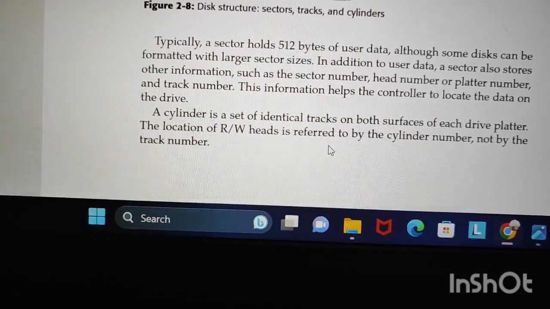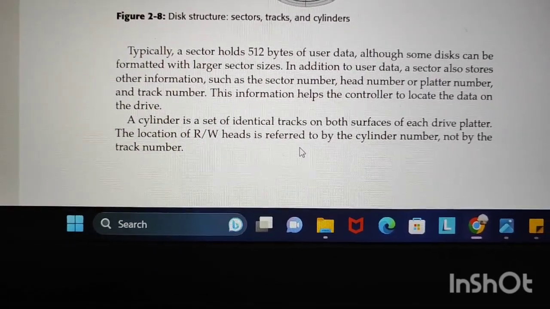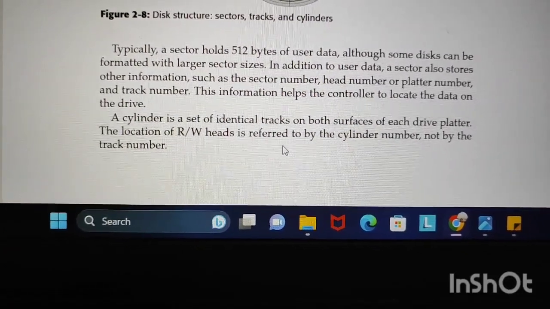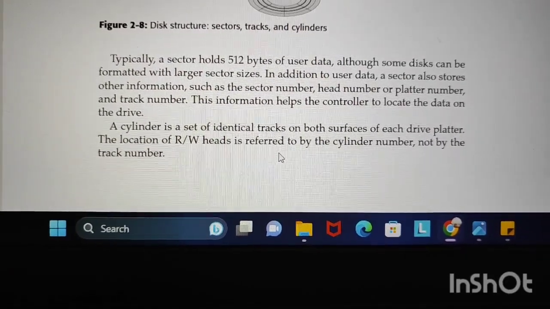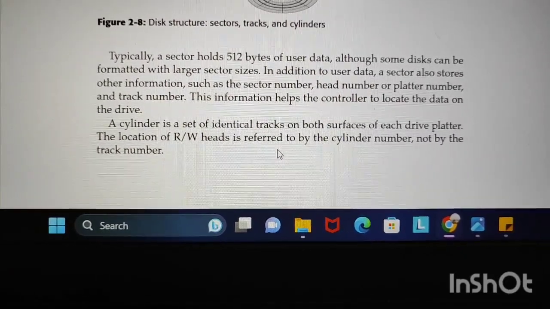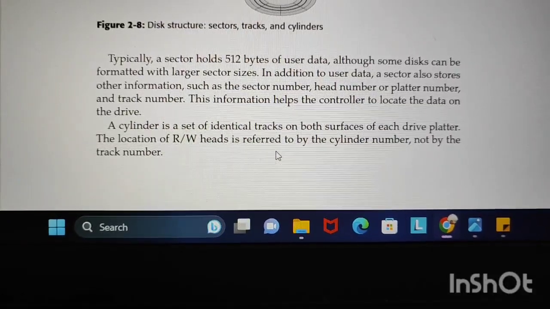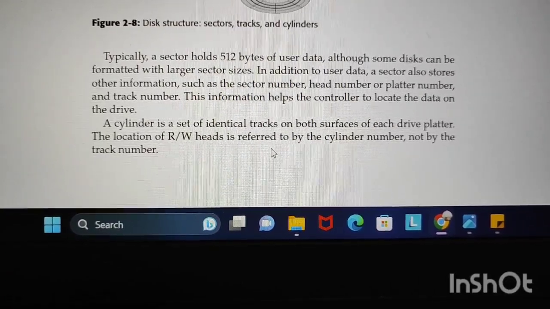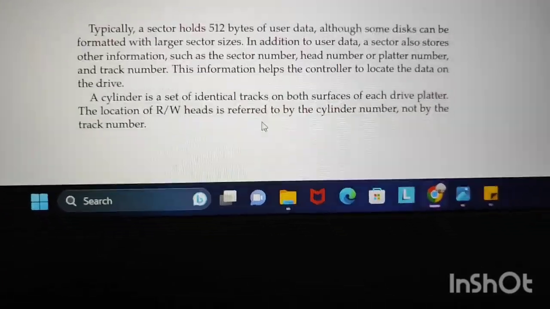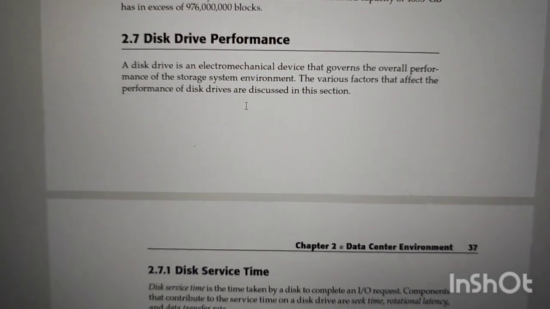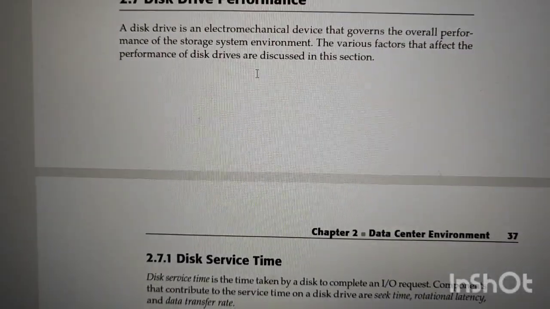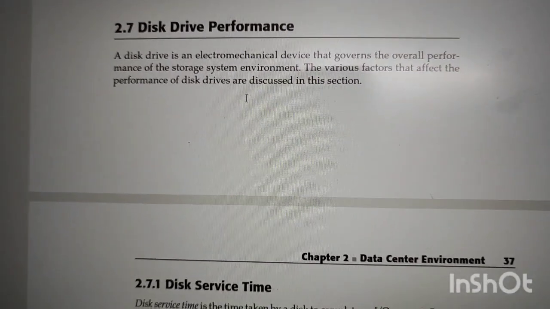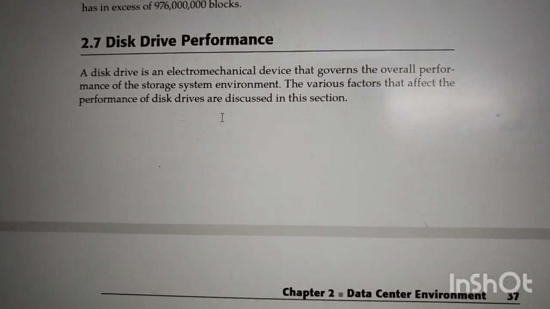And your cylinder is a set of identical tracks on both surfaces of each drive platter. The location of the read write head is referred to by the cylinder number and not by the track number. So the tracks on the platter are identified by read write heads that refer to the cylinder number, not to the track number. Now, learning about disk drive performance: a disk drive is an electromagnetic device that governs all performance of a storage system. So the various factors will affect the performance.